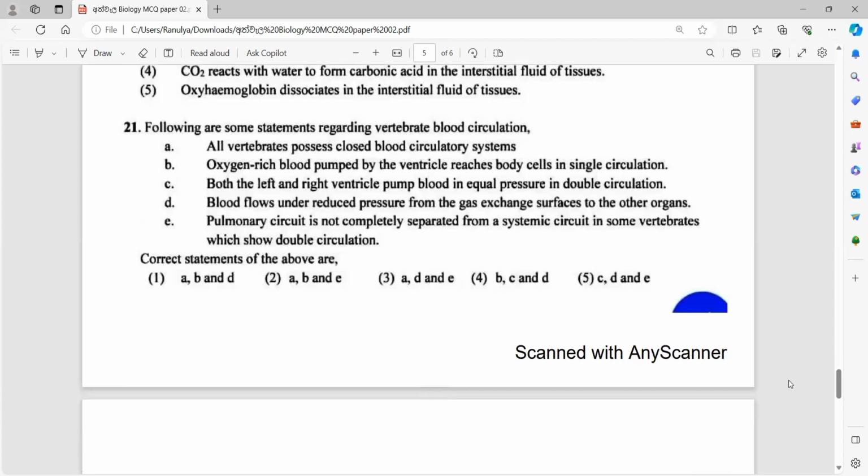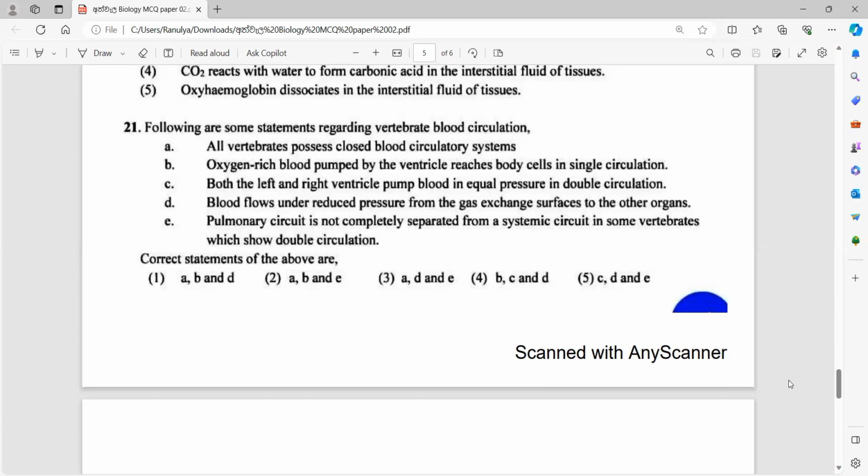21. Following are some statements regarding vertebrate blood circulation. All vertebrates possess a closed blood circulatory system, that is correct. Oxygen-rich blood pumped by the ventricle reaches body cells in single circulation, incorrect. Both the left and right ventricle pump blood at equal pressure in the double circulation. No.